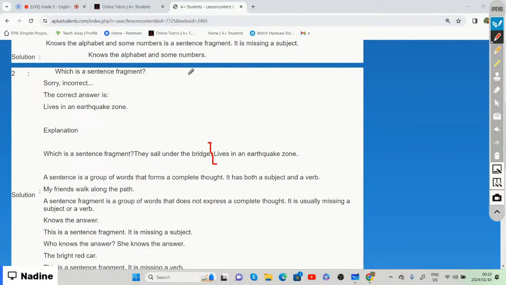All right. And if we choose the sentence fragment, that does not express a complete thought, and it's either missing a subject or a verb, then we're going to say lives in an earthquake zone. So which means that we need to ask ourselves who lives in an earthquake zone. So which means that this is then missing a subject.